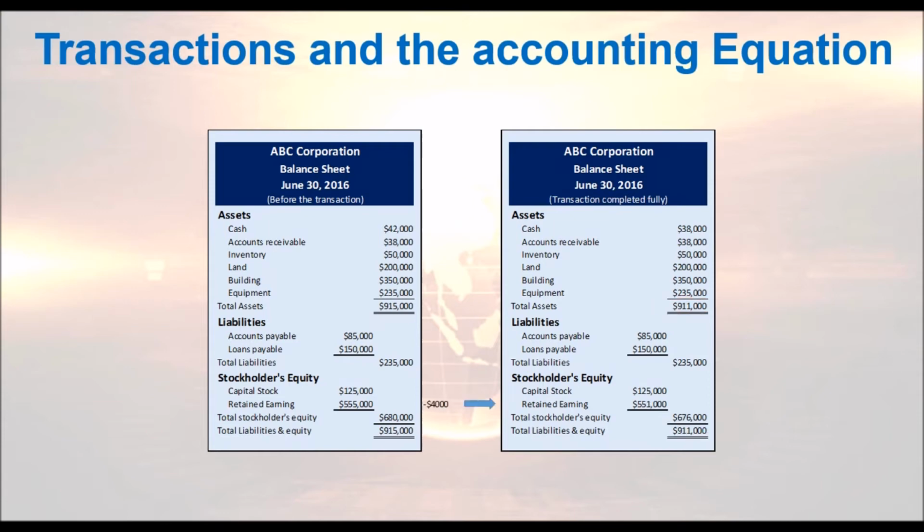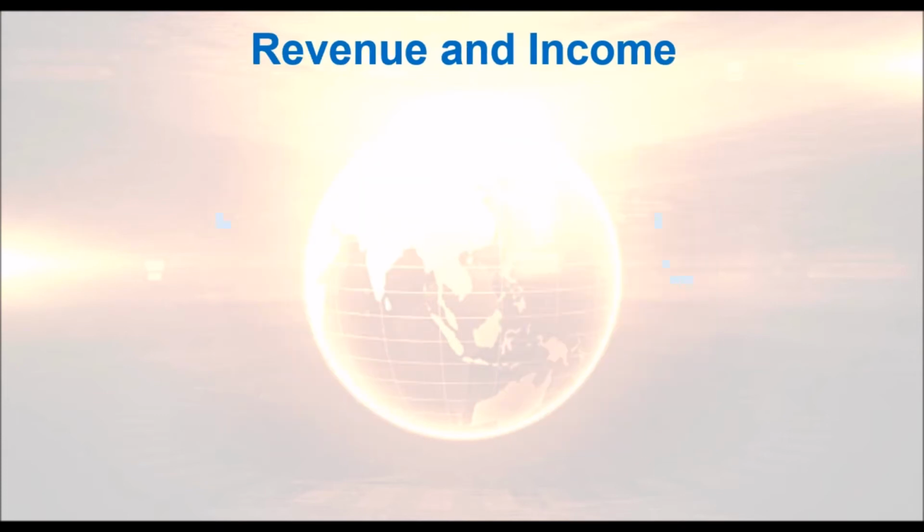Now what we do is we have to reduce the owner's equity, the retained earning, by 4,000. And instead of 555,000 it's now coming down to 551,000. Okay. Now if you see the total assets, 911,000, same as the total equity and liability, 911,000. So the equation matches, transaction is complete.